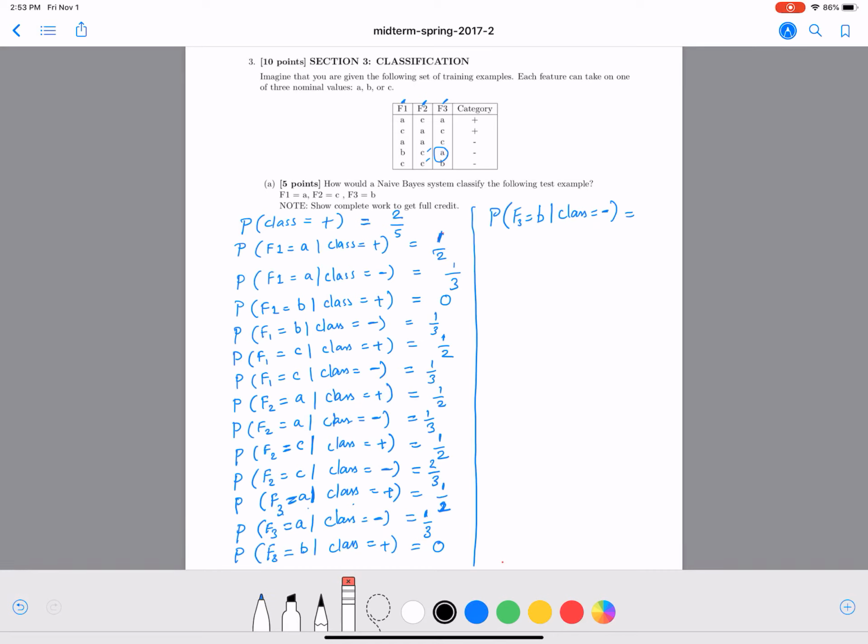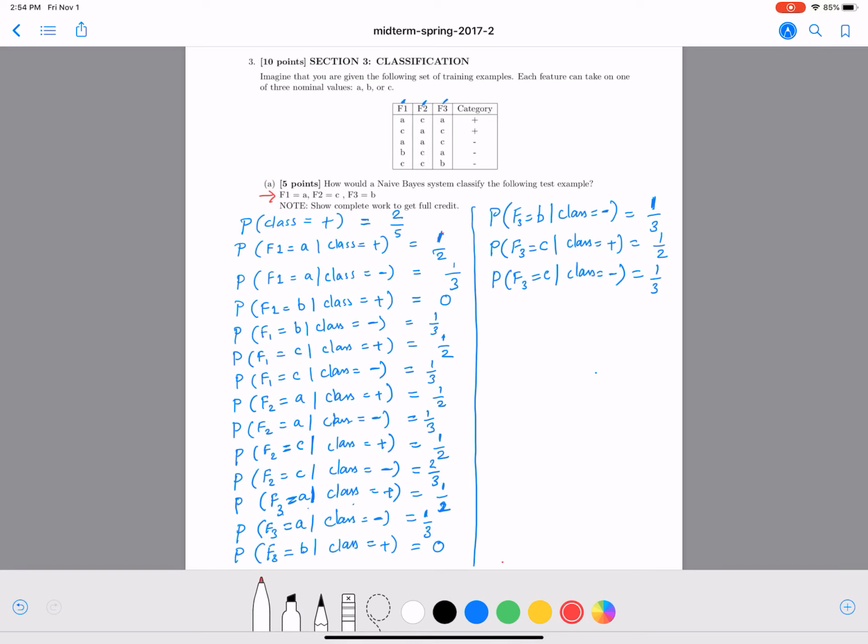Now we want to calculate for f1 is equal to a, f2 is equal to c, f3 is equal to b. And we want to calculate this for both the classes, right? So how do we do that?